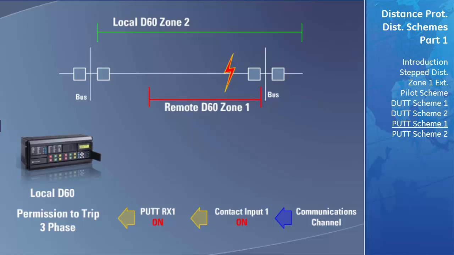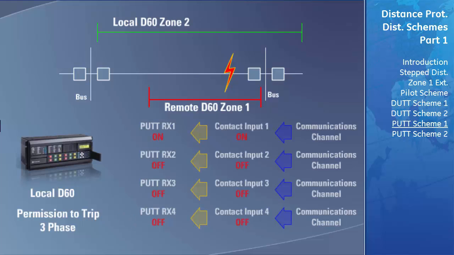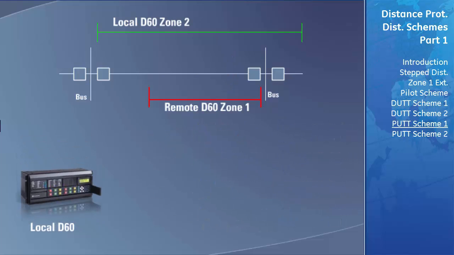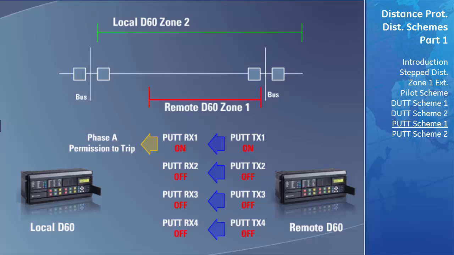Once this single PUTT receive signal is detected to be on, the PUTT scheme will trigger the D60 to trip all 3 phases if it detects a fault in its Zone 2 of protection. If multiple keys are used, the D60 needs to be programmed to let it know which relay inputs are being used as the PUTT key signals. Once this is done, if the local D60 detects that a sequence of keys has turned on, only the phases indicated by that key sequence will be given permission to trip if a fault is detected in Zone 2 of the local relay. All other phases that have not been given permission will not be triggered to trip by the PUTT scheme.